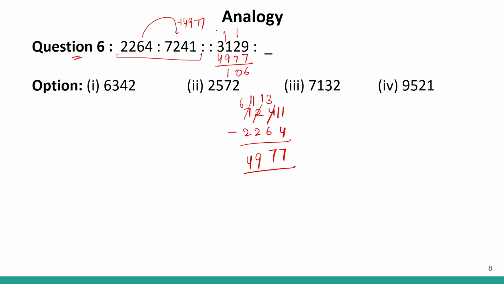9 plus 2, 11. 1 will be carried and I will get 8106. Do we see 8106 in the options? No. So this logic of difference or sum is not being used. So now let us look at another logic.